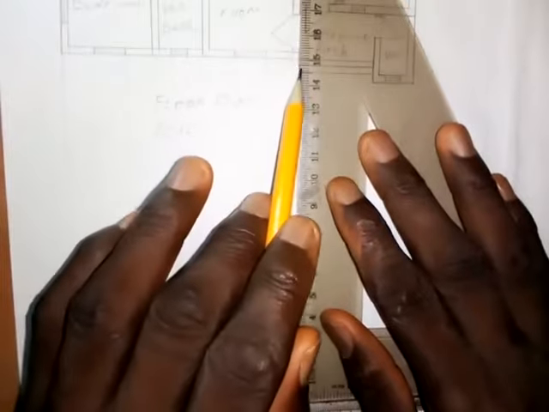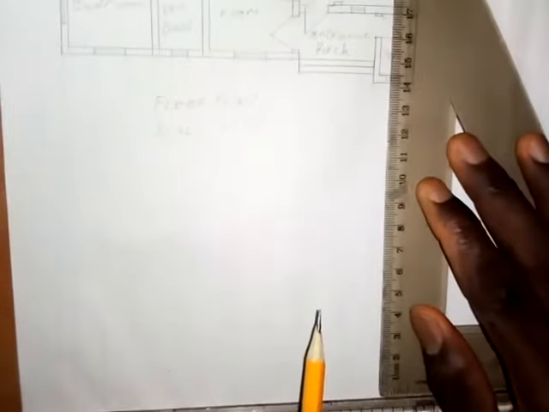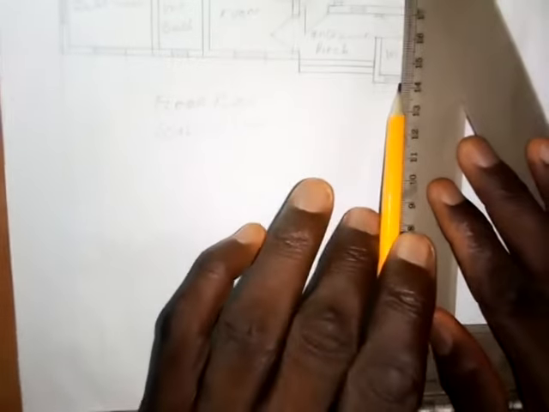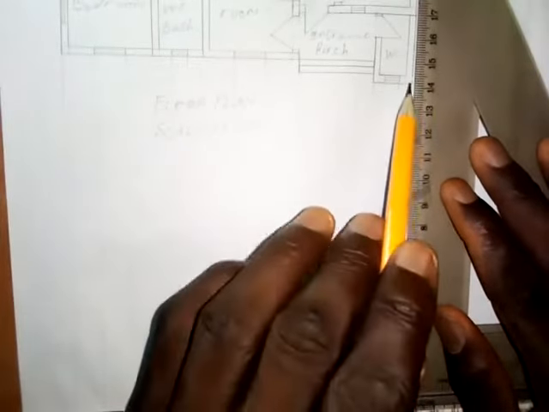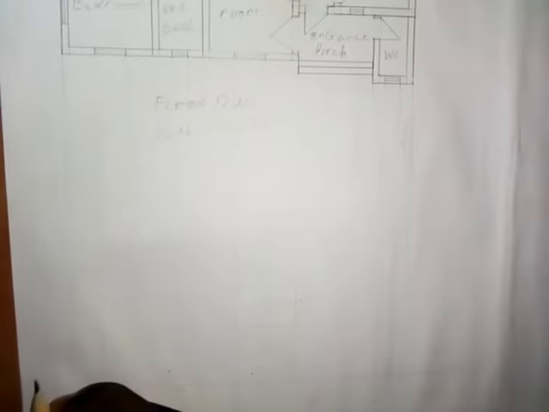So for the steps, I will also project this line down. I will also project this point down. Then for this window, project this down. Also project this point, and then this is the external wall on this side, project it down. So we have done that. So the next thing is to come to this point and draw a horizontal line like this. This line is the ground level.